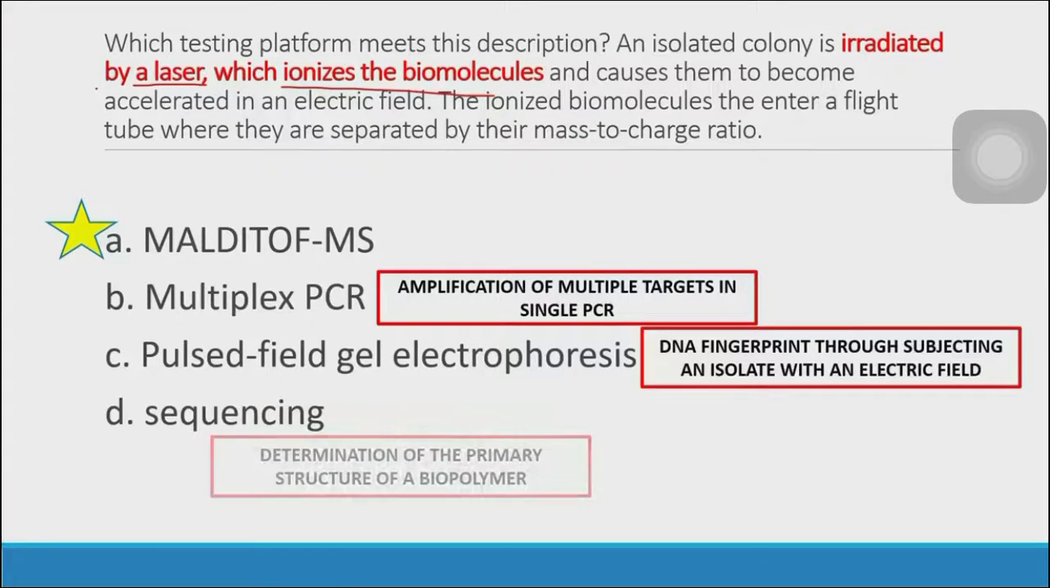For sequencing, nucleic acid technique then, determination of the primary structure or sequence of the biopolymer. So, usually, yung mga biopolymer natin here, pwedeng maging proteins, pwedeng nucleic acid, DNA, RNA. Okay, so you try to determine the order or yung pagkakasunod-sunod ng mga nucleotides.